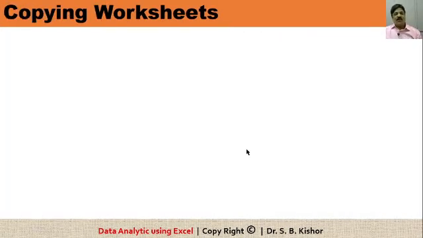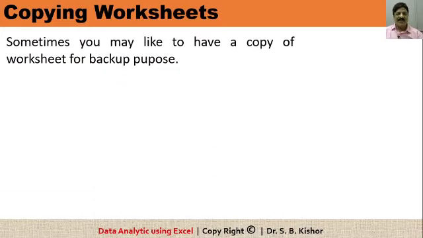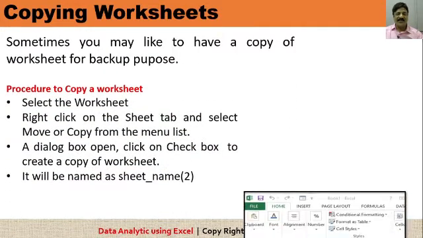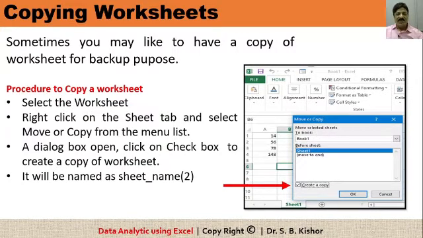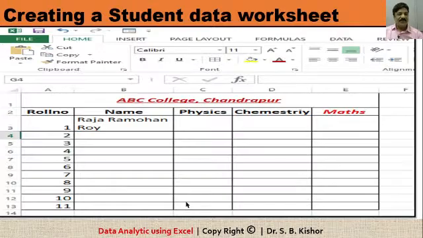And finally, copying the worksheet. It might be possible that, in order to have a backup for later purposes, you create a copy of the worksheet. It's very simple to create a copy. Select the sheet of which you would like to make a copy, then right click and select the option called Move or Copy, and then simply click on Create a copy. That's all. Later on you can change the name of that particular sheet.